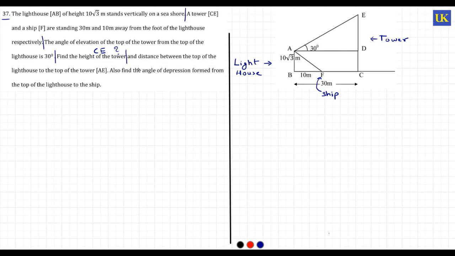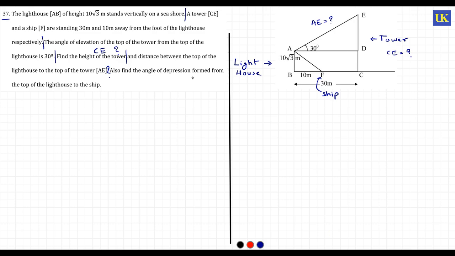And also find the distance between the top of the lighthouse and the top of the tower, AE. So we have to find CE, and here we have to find AE. There is one more thing they are asking, so there are three things which they are asking in the question.